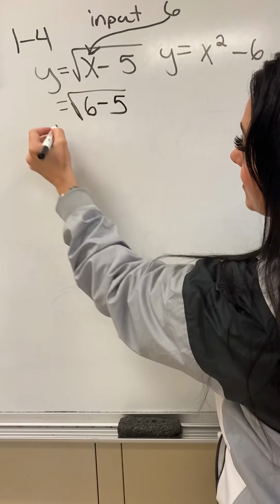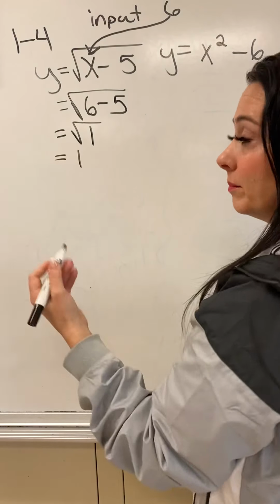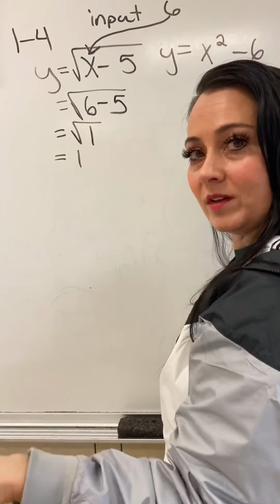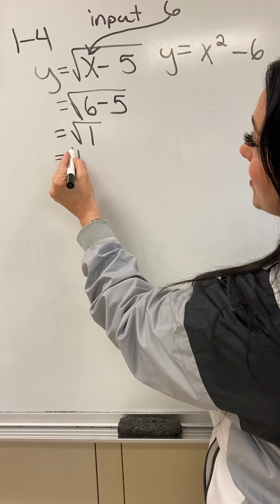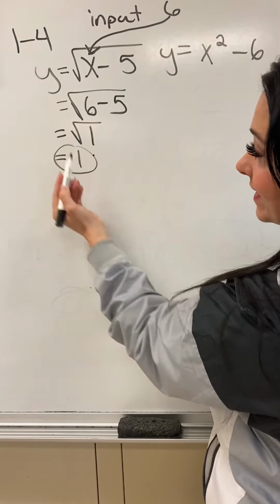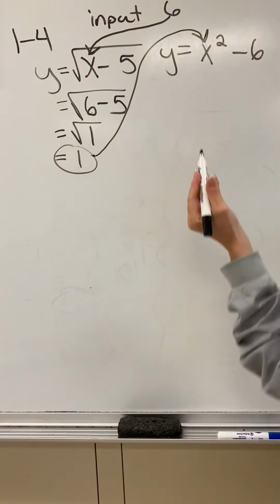Square root of 6 minus 5. 6 minus 5 is 1, so square root of 1 is 1 because 1 times 1 is 1. So the square root of 1 is 1. So then this 1 becomes our next input. So that's the output of our first machine. It's going to be the input of our second machine.